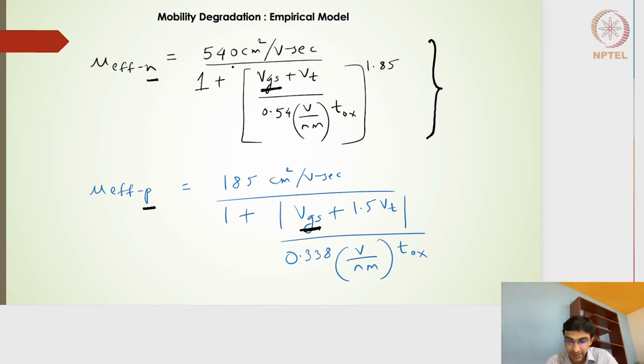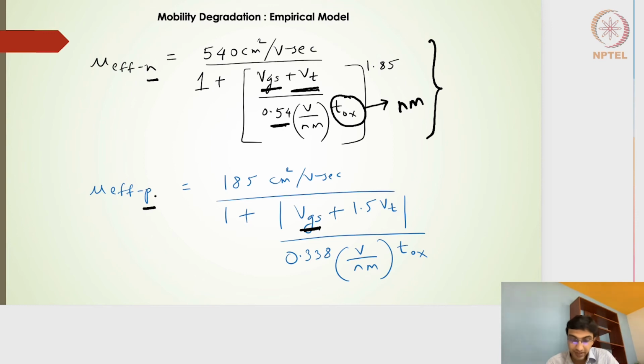The expression says 540 centimeter square per volt second divided by, in the denominator, 1 plus (VGS plus VT) divided by 0.54 volt per nanometer times T oxide. Remember this is plus VT, not minus VT. T oxide should be mentioned in nanometers, so if T oxide is 1.05 nanometers, you write 1.05 here and not 1.05 nanometers, because the empirical formula already takes in voltage per nanometer.